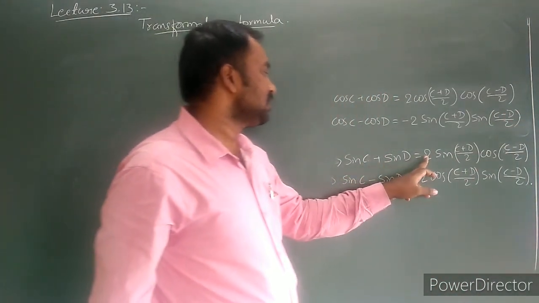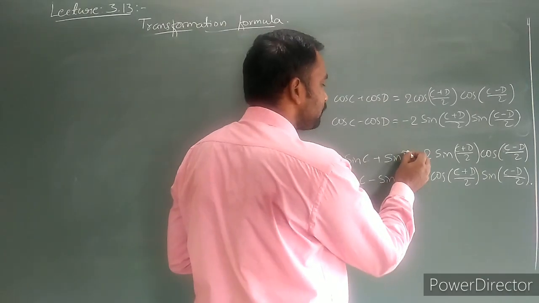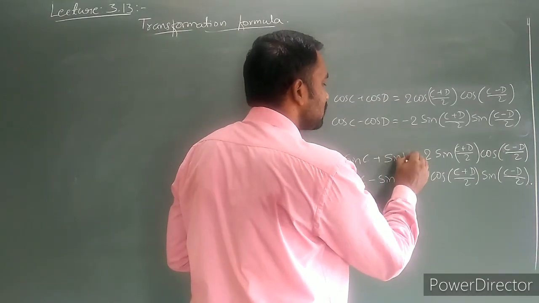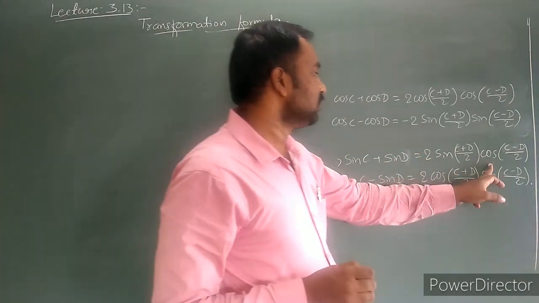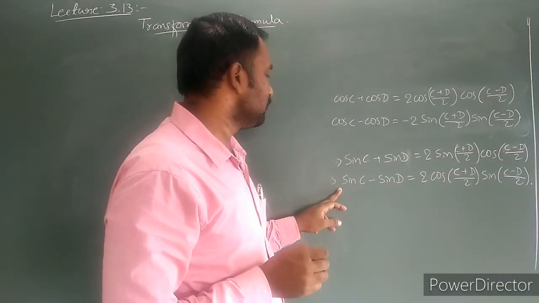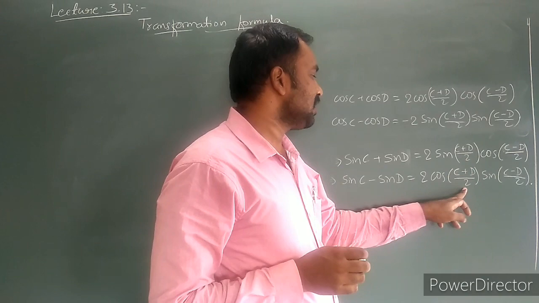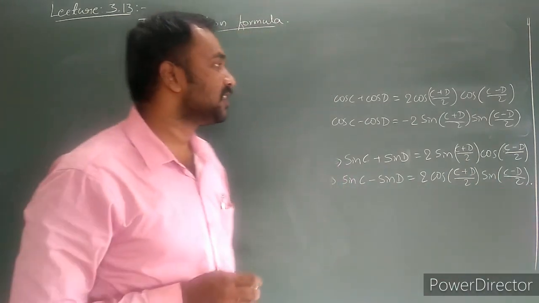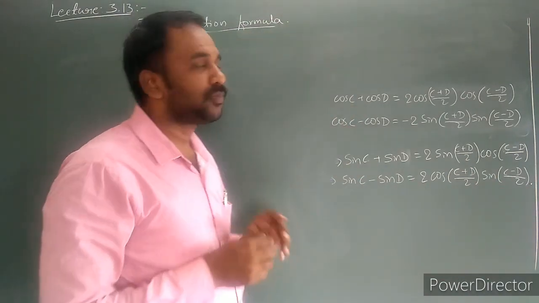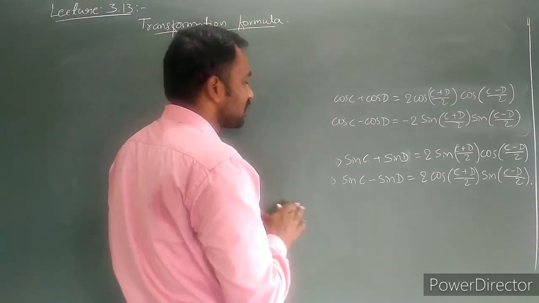Sin C plus sin D is equal to 2 sin of (C plus D) by 2 cos of (C minus D) by 2. Sin C minus sin D is equal to 2 cos of (C plus D) by 2 sin of (C minus D) by 2. Observe these 4 transformation formulas.